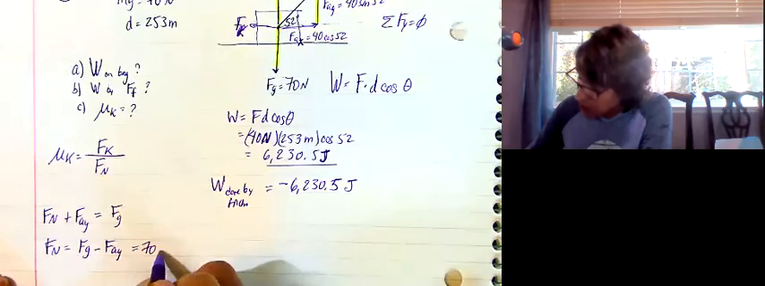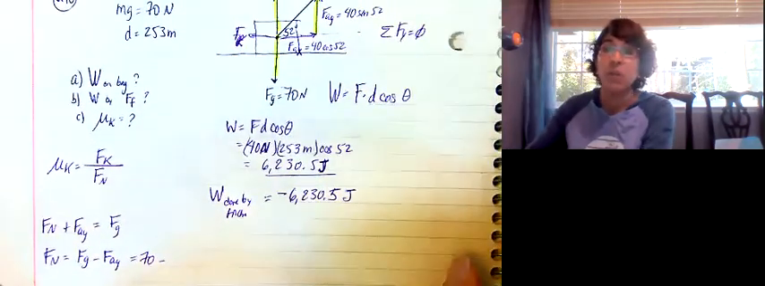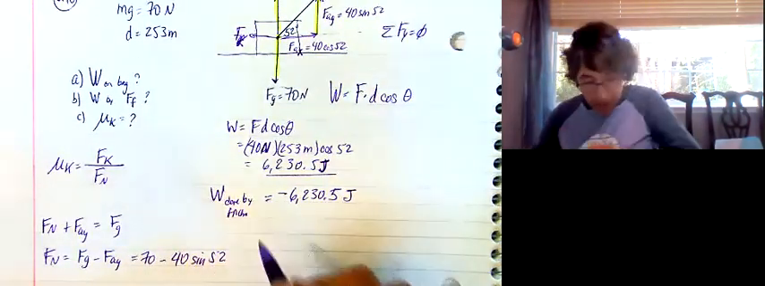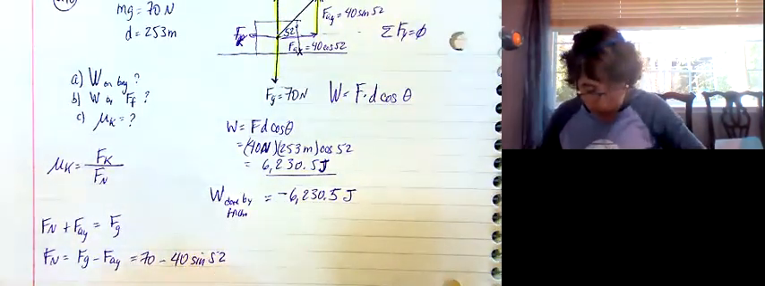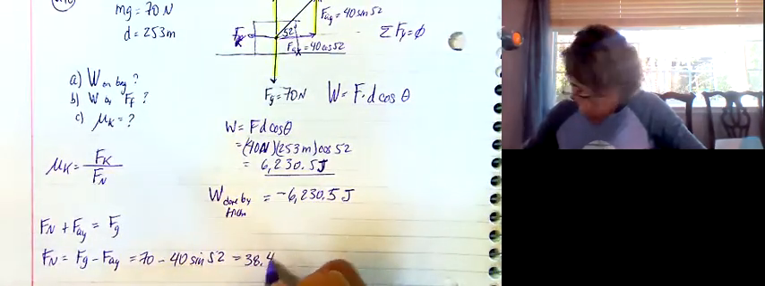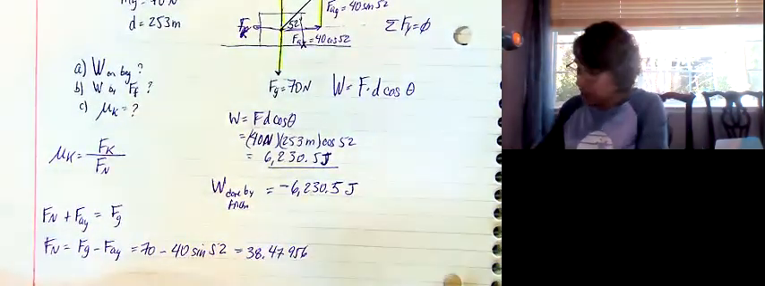minus Fay, which is 40 sine 52. And when you plug that in, you get 38.47956. Okay, so now I've got the Fn. That goes right here.